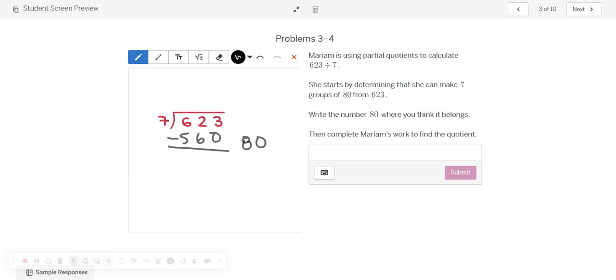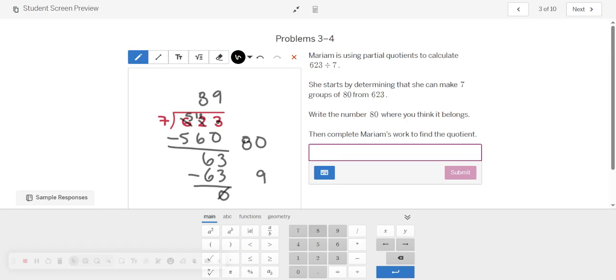So at this point, why did I have so much problem with that? 3 minus 0 is 3. 2 minus 6, I'm not able to do it, so I borrow. That's 5. That becomes a 12, and I get 63. And 7 goes into 63 9 times. 63, I subtract, get 0. I have that it should be 89 times. And so 89, submit.